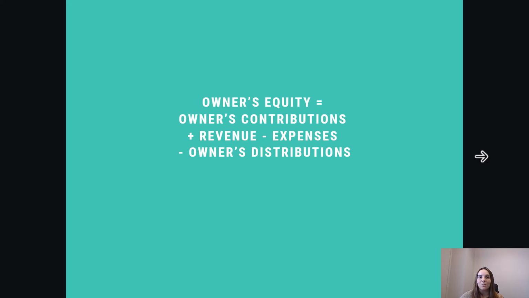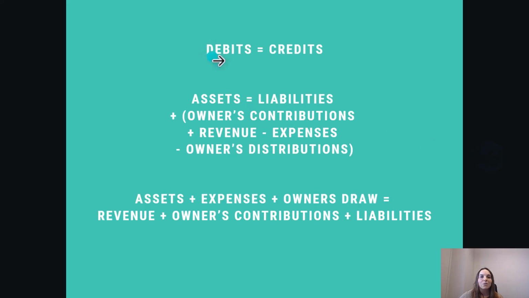One of the other things that is always true in accounting is debits always equal credits, okay? So this is always true. Debits always equal credits, and our expanded accounting equation is always true. Our expanded accounting equation is assets equals liabilities plus owner's contributions plus revenue minus expenses minus owner's distributions. And remember, these are all different types of accounts. So we have asset accounts, liability accounts, owner's contributions and owner's distributions fall under owner's equity, and then we have revenue accounts and expense accounts.